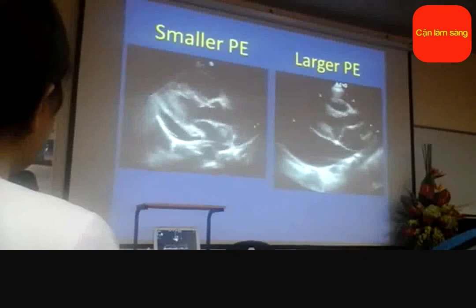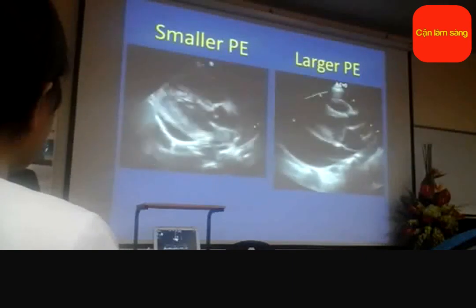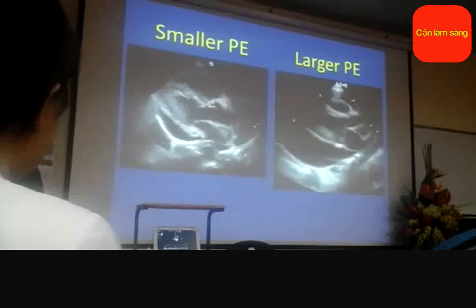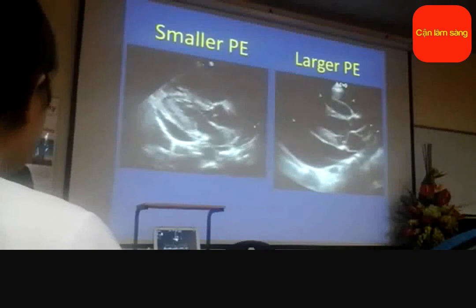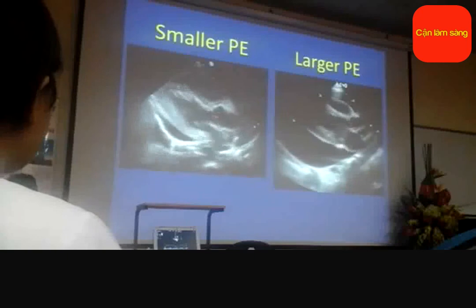And this is a smaller pericardial effusion compared to this patient who has a very large pericardial effusion. Ở đây ta có cái sự so sánh giữa hai trường hợp, một trường hợp bên tay trái đấy là tràn dịch màng tim số lượng ít và bên tay phải là tràn dịch màng tim số lượng nhiều.